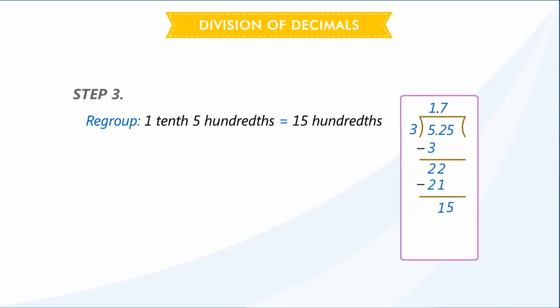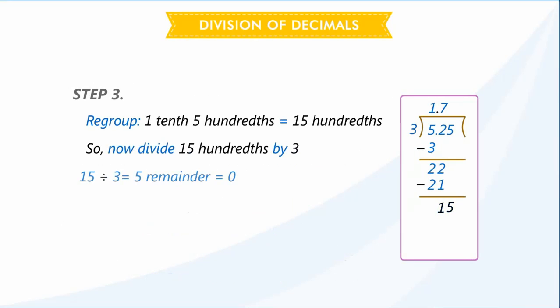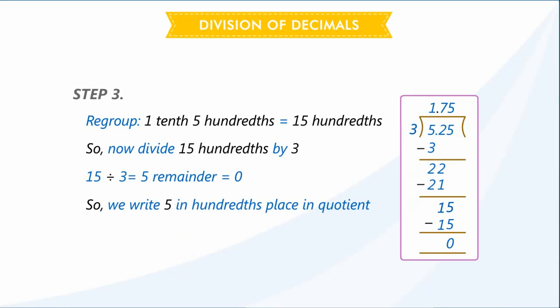Step 3. Regroup. 1 tenth, 5 hundredths is equal to 15 hundredths. So, now we divide 15 hundredths by 3. 15 divided by 3 is equal to 5. Remainder is equal to 0. So, we write 5 in hundredths place in quotient. Thus, 5.25 divided by 3 is equal to 1.75.